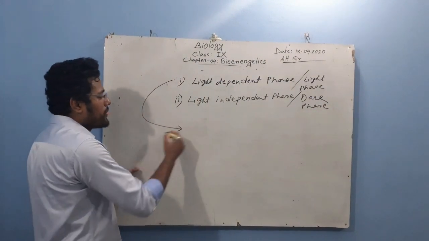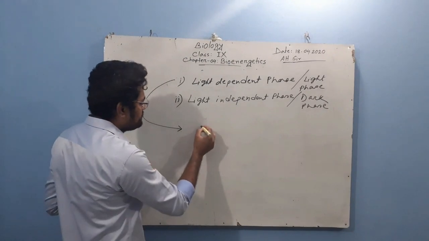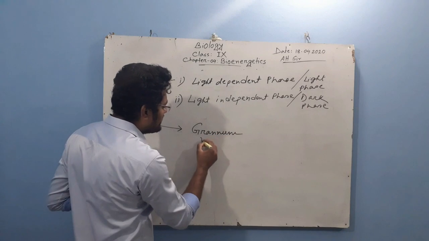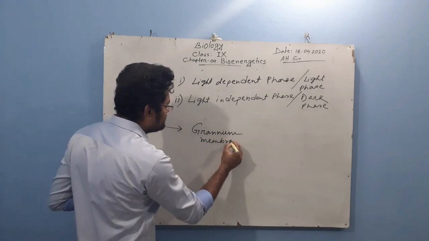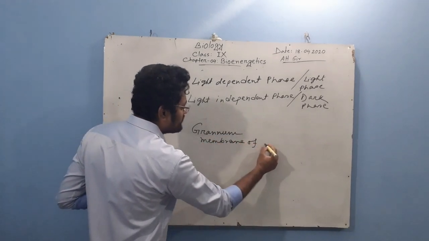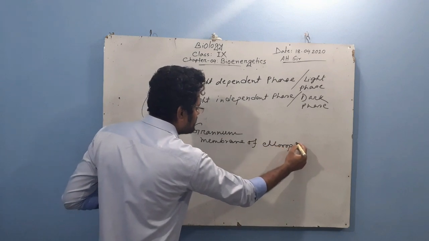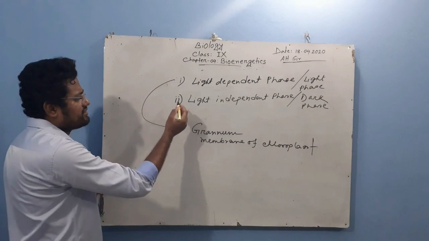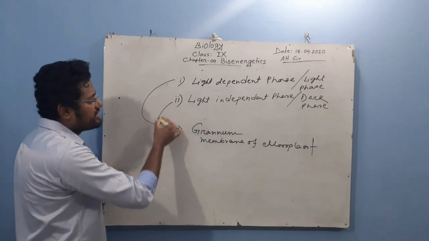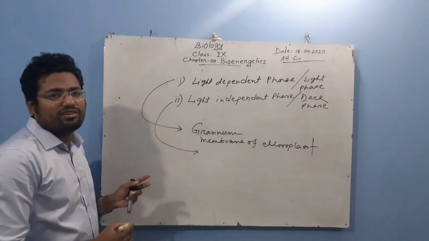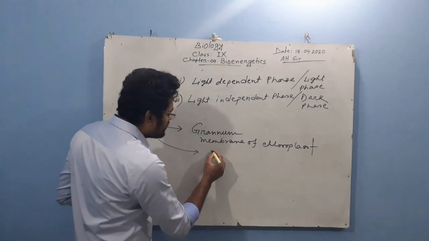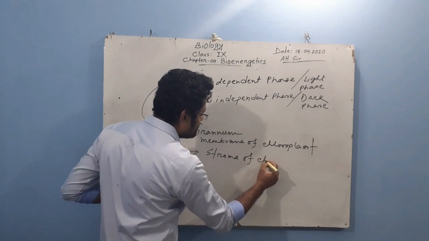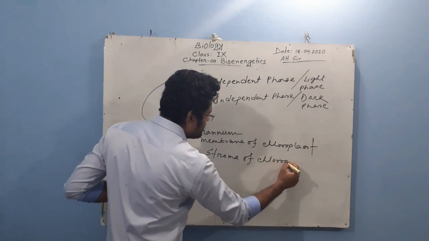The light phase basically occurs in the granum membrane of the chloroplast. And the light independent or dark phase occurs in the stroma of the chloroplast.